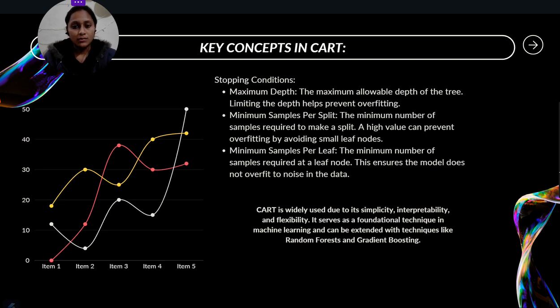Next is stopping conditions. Maximum depth: the maximum allowable depth of the tree; limiting the depth helps prevent overfitting. Second is minimum samples per split: the minimum number of samples required to make a split. A high value can prevent overfitting by avoiding small leaf nodes. Third is minimum samples per leaf: the minimum number of samples required at a leaf node. This ensures the model does not overfit to noise in the data.